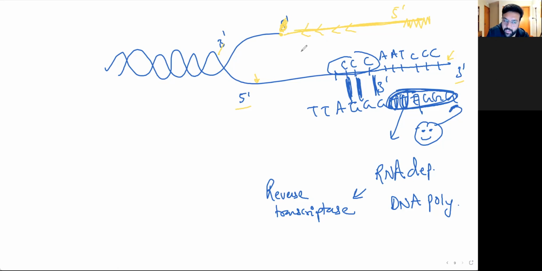Which cells will have very high concentration of the enzyme telomerase because they want to rapidly multiply? So cancer cells will have very high concentrations of telomerase, right? So that's very high yield. Cancer cells and all the cells which are rapidly multiplying will have very high concentration of telomerase.